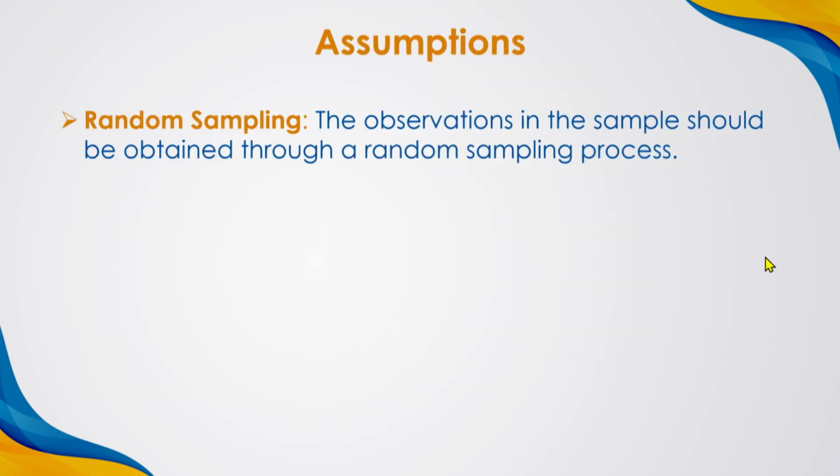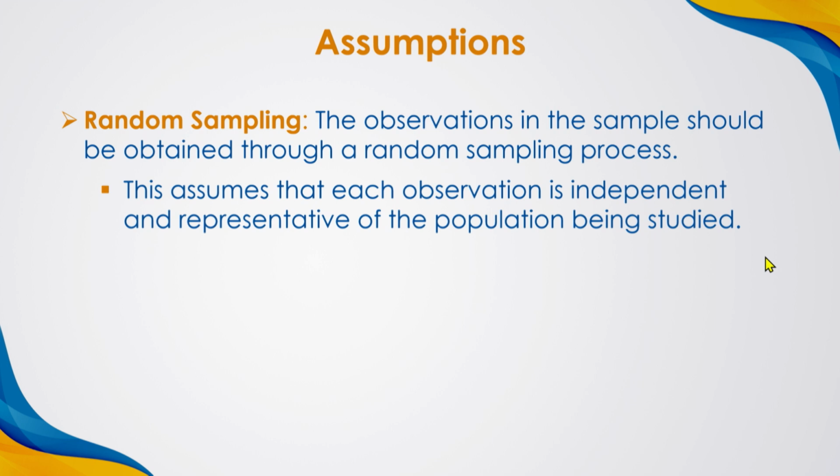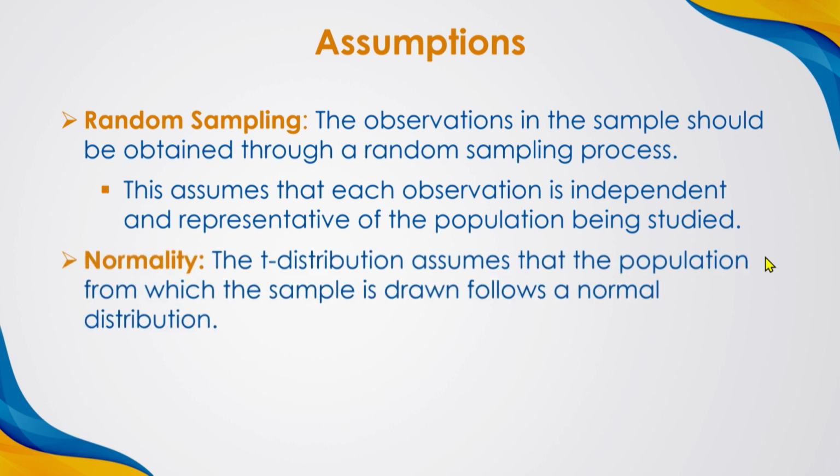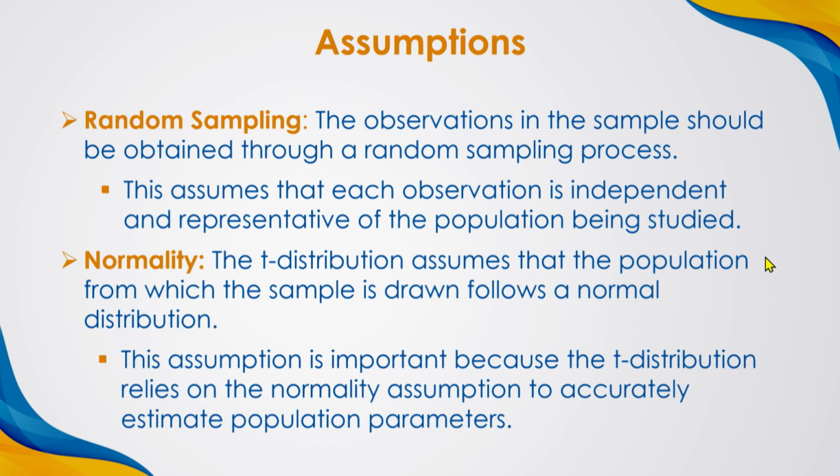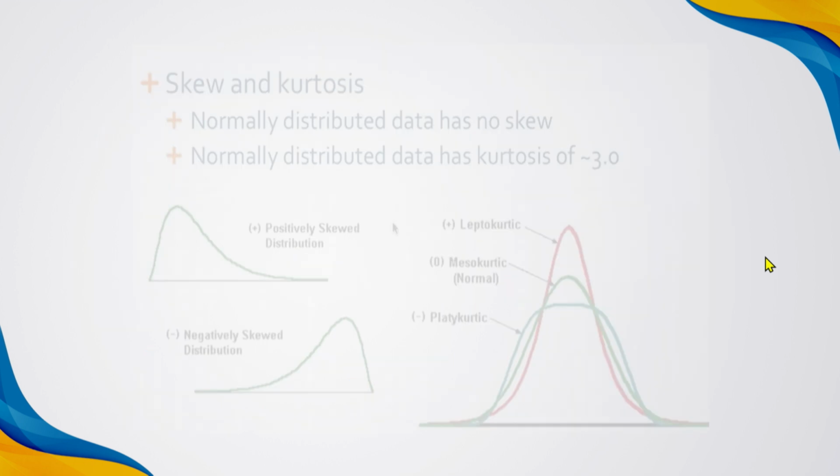Assumptions. Random sampling. The observations in the sample should be obtained through a random sampling process. This assumes that each observation is independent and representative of the population being studied. Normality. The t distribution assumes that the population from which the sample is drawn follows a normal distribution. This assumption is important because the t distribution relies on the normality assumption to accurately estimate population parameters.